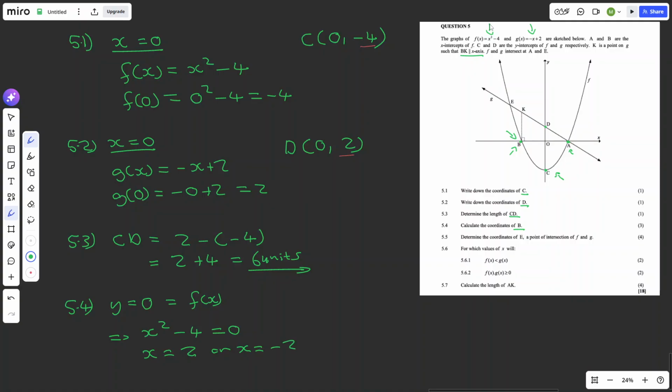For this question, we want to find the coordinates of B. We can see here that B lies on the negative x-axis, so we're going to discard this one and take this one. So the coordinate of B will be minus 2 and 0. And that is basically it for question 5.4.